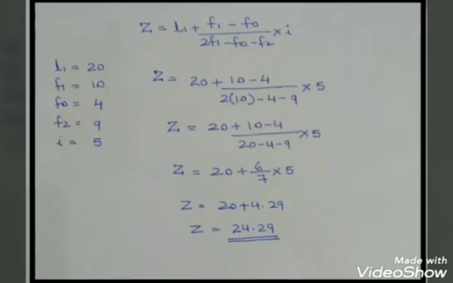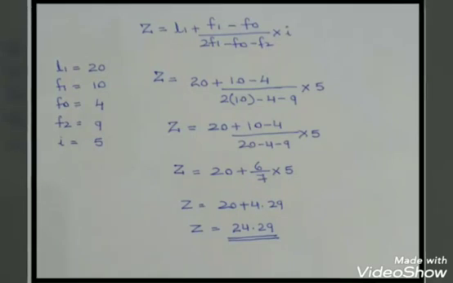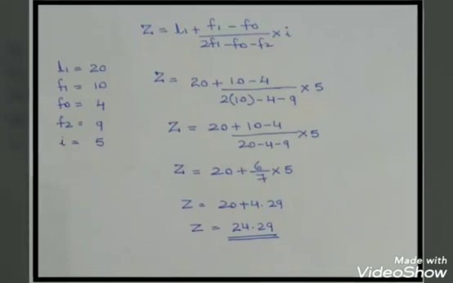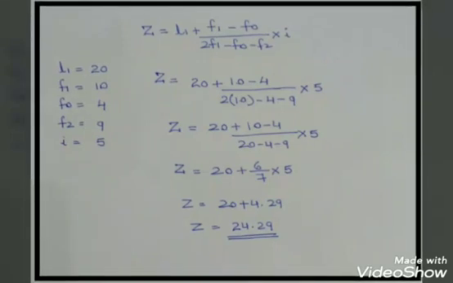So Z equals 20 plus (10 minus 4) upon 2 in bracket 10 minus 4 minus 9, into 5. So Z is 20 plus 10 minus 4, 2 into 10 is 20 minus 4 minus 9, into 5. Z equals 20 plus 10 minus 4 is 6 upon 7 into 5. So Z is 20 plus 4.29. So your mode is 24.29. So children, this is how we can calculate mode by the grouping method under the frequency distribution method.